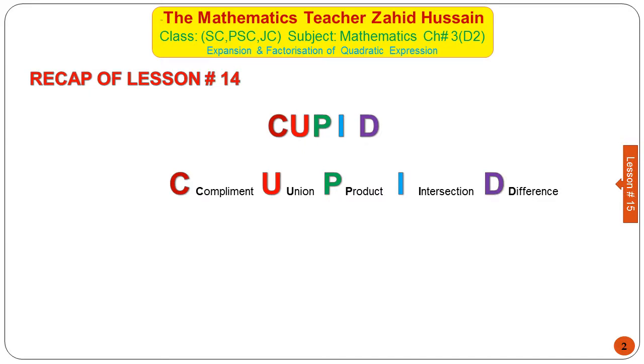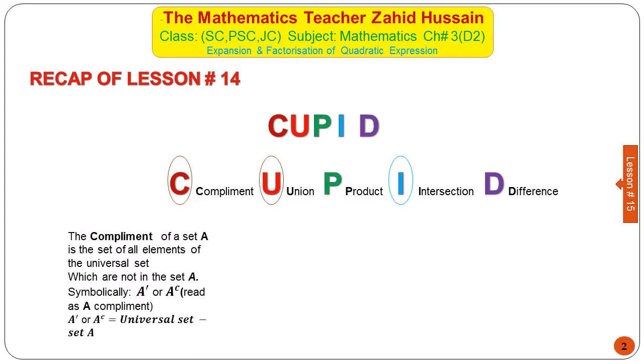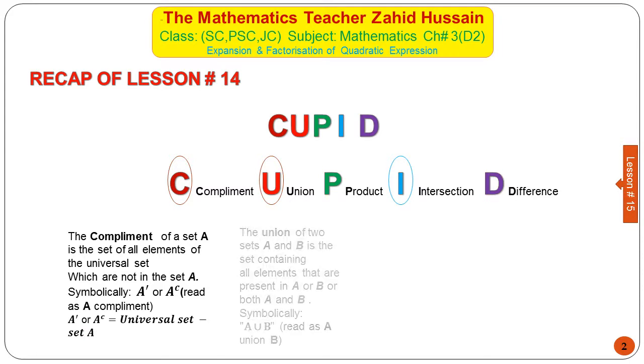In lesson number 14, we have studied different operations: complement, union, product, intersection and difference. But in our syllabus, there are only three: complement, union and intersection. Let's revise these operations. Complement of a set A is the set of all elements of the universal set which are not in set A. Symbolically, it is written as this, and we'll find the complement by taking all the elements of the universal set which are not in the given set.